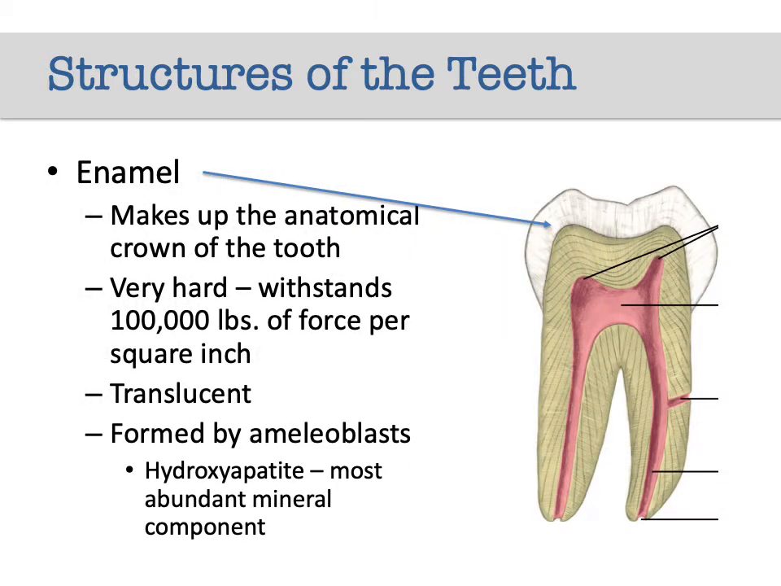Remember, the enamel is what makes up the anatomical crown of the tooth. It is very hard and can withstand 100,000 pounds of force per square inch. It is translucent, so it's not white, it's actually a translucent color. It is formed by ameloblasts, the cells that form enamel. And hydroxyapatite is the most abundant mineral component of enamel.